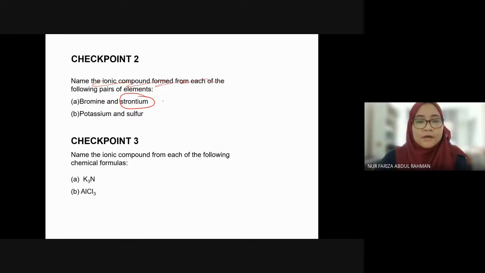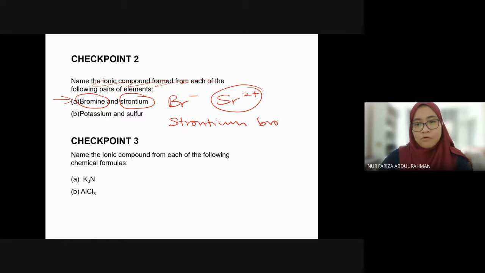So we have bromine, which becomes bromide, and strontium is a cation, strontium 2+. Make sure to name the cation first. Even though the bromine is named first here, based on the IUPAC naming style, the cation needs to be named first. So it becomes strontium bromide.